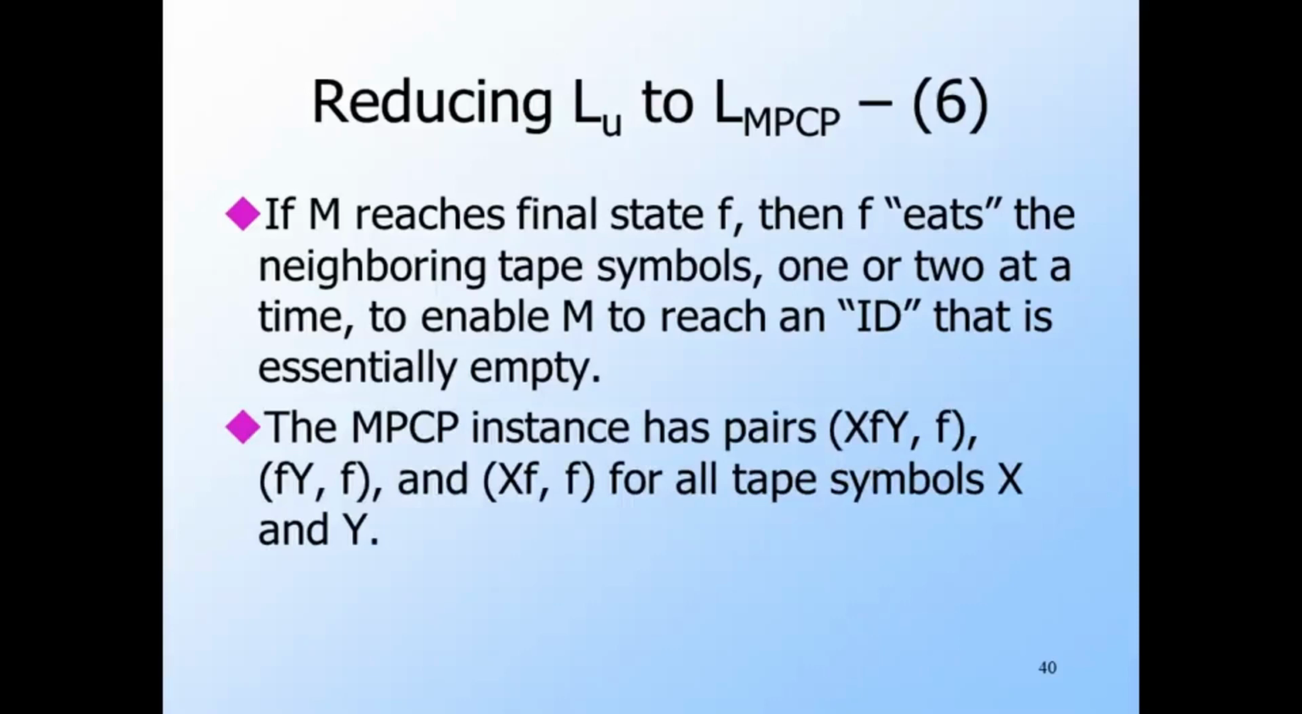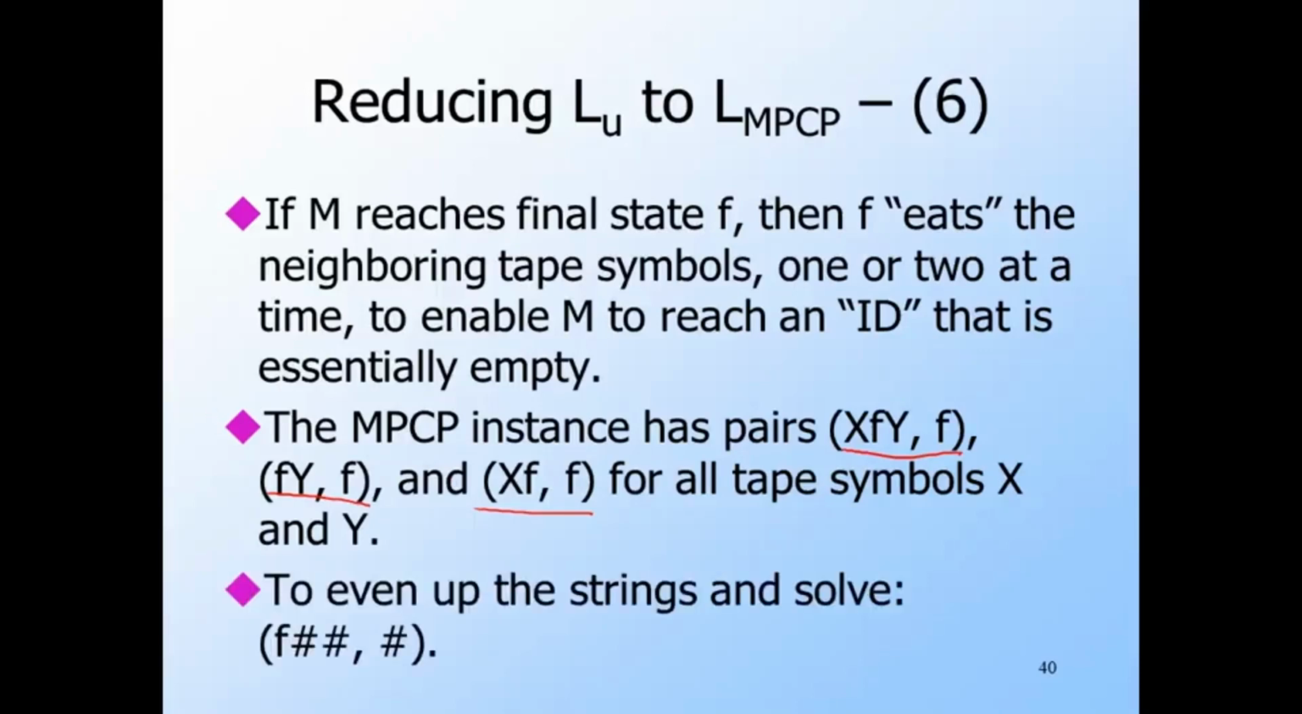Thus, we add to the instance of MPCP pairs XFY over F, FY over F, and XF over F, for all tape symbols X and Y. Using these pairs, together with pairs of the form XX to copy parts of IDs as we have done, we eventually get to an ID that is only the state F. Of course, that isn't an actual ID of M, but it doesn't matter anymore. And one more pair, F pound pound, paired with the pound sign, will end the two strings being formed, making them the same and yielding a solution to the MPCP instance.